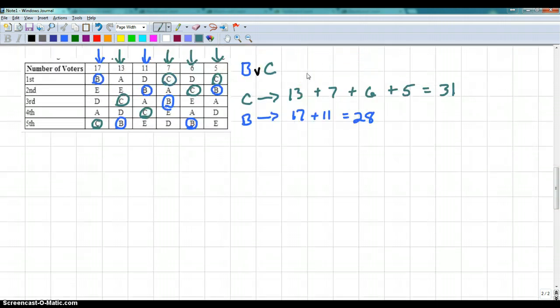Now when we compare B and C, we see that B only wins in the first and third column, and C wins in the other subsequent 4 columns. So that means that C will be awarded 1 point, and then B will not be awarded any points for this one.